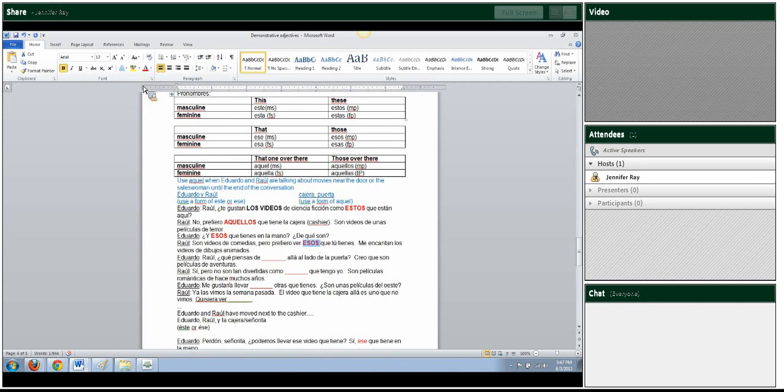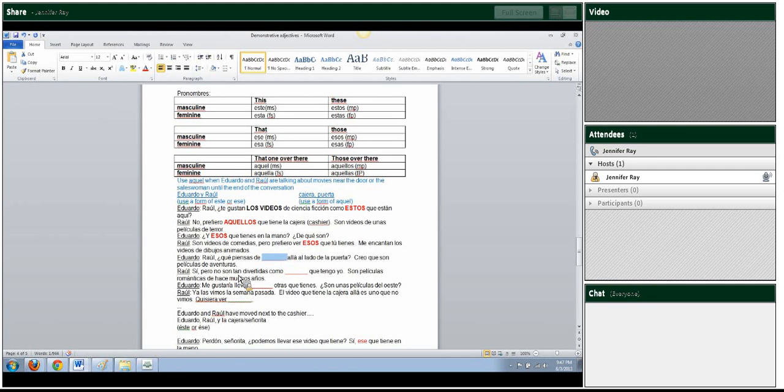Okay. Then Eduardo says, Raúl, ¿qué piensas de blank allá al lado de la puerta? Creo que son películas de aventuras. So he says, Raúl, what do you think about those over there by the door? Again, it would be those videos, but we're getting ready to switch our noun because he's going to say, creo que son películas de aventuras. I think they're adventure movies.